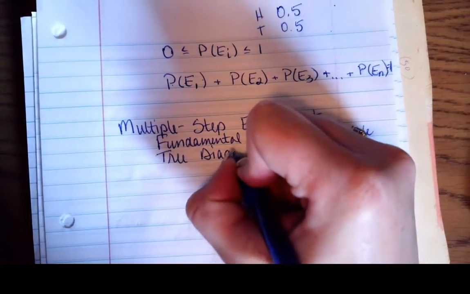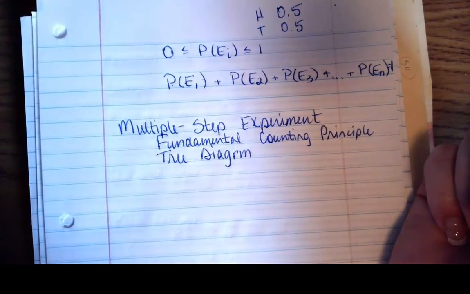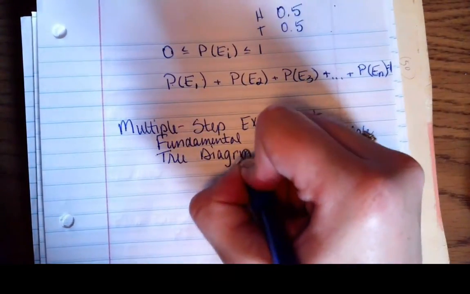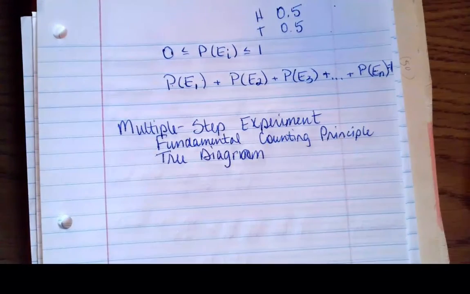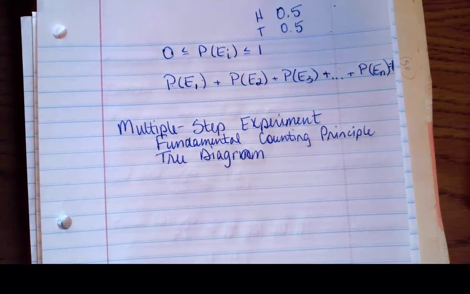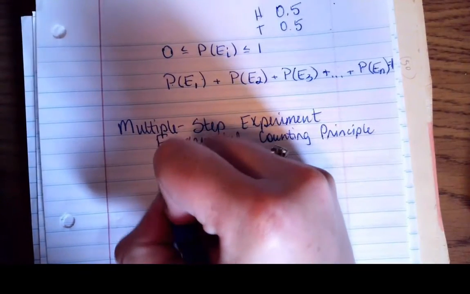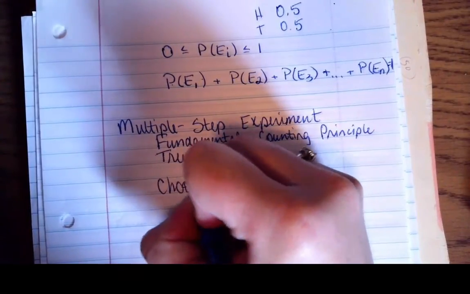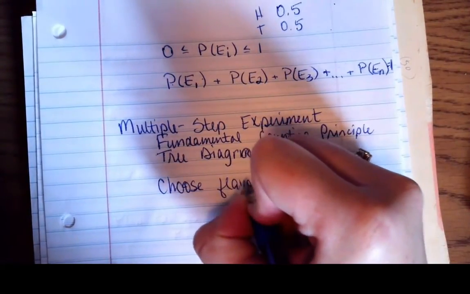Okay, so again, this is a multiple step experiment diagram. So you're looking at one experiment that has multiple steps within it. So let's go back to ice cream for a second. If I want to build an ice cream sundae, which is my experiment, what I need to do is choose a flavor.